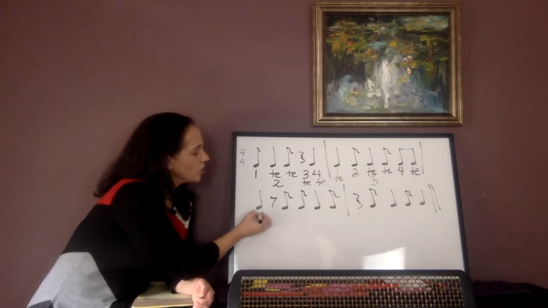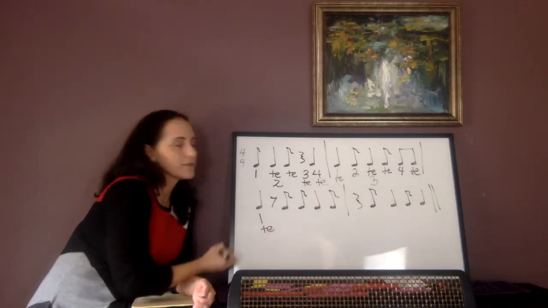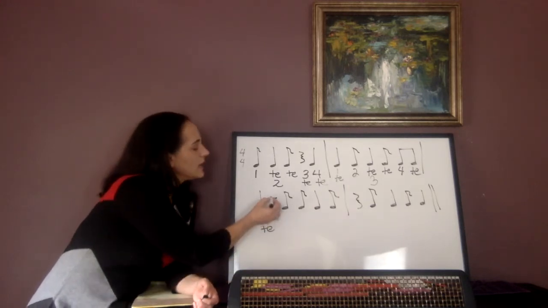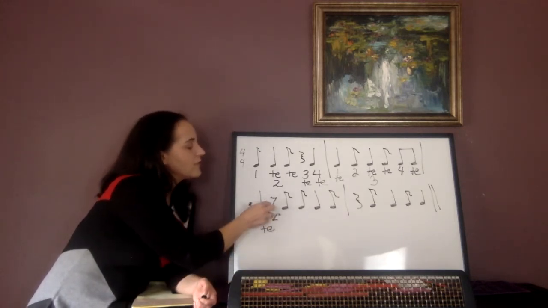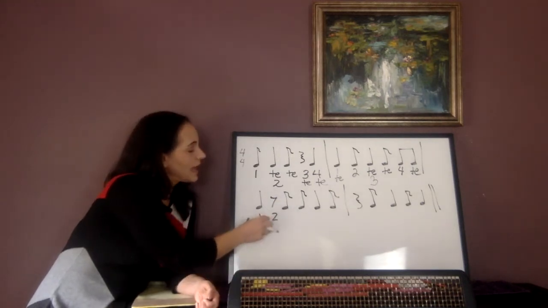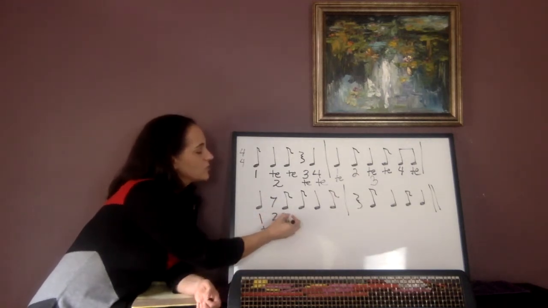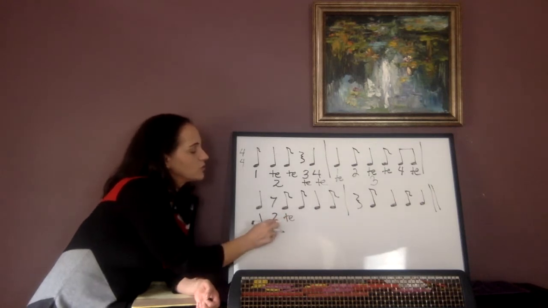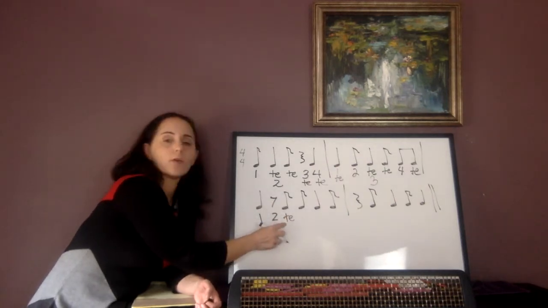New measure, starting over again with 1. A quarter note gets a number and a te. We're done with beat 1. Now we start 2 right here, even though it's a rest. Remember, rest can happen on the beat. Eighth rest, first half of 2, second half of beat 2. 2 and te. That's an eighth note. It only gets a te.